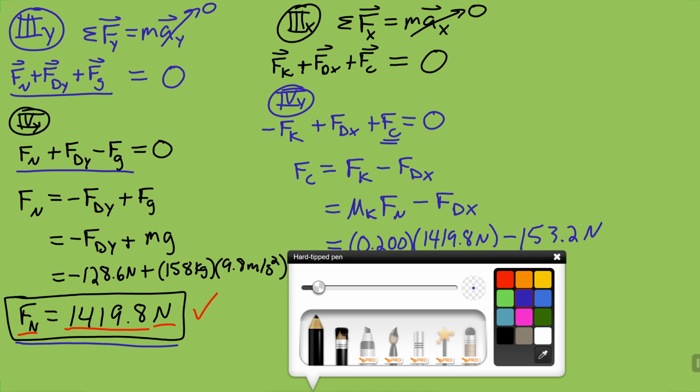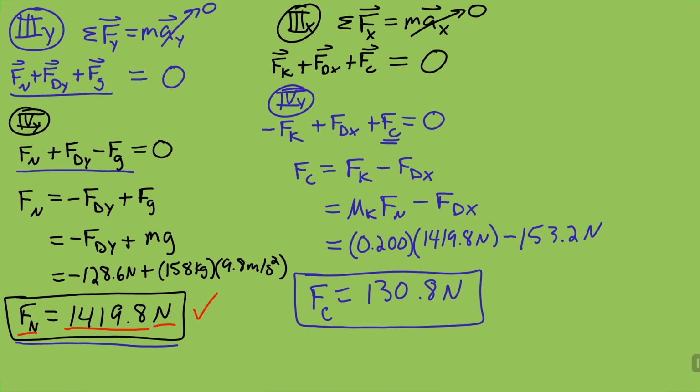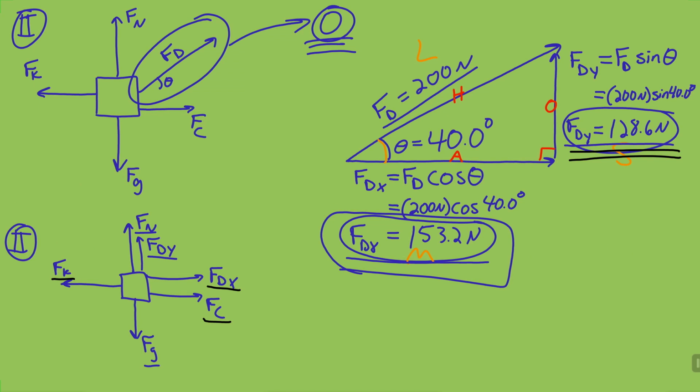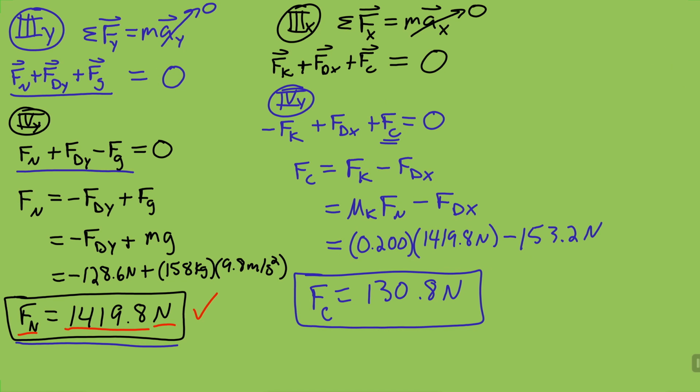Put a box around it, and then do a quick step. Well, I was looking for the force of Charlie. I expected to have units of newtons. And what did I find? I found the force of Charlie. I gave it the units of newtons. And then is this number, 130.8, a reasonable number of newtons for someone to apply? Turns out it is. So that works. I'm happy with that. So hopefully this helps.